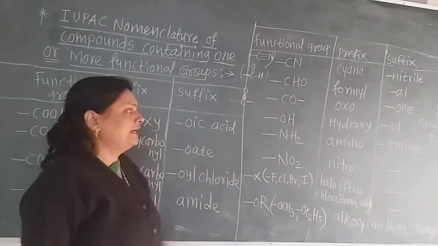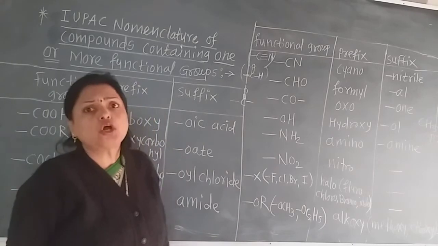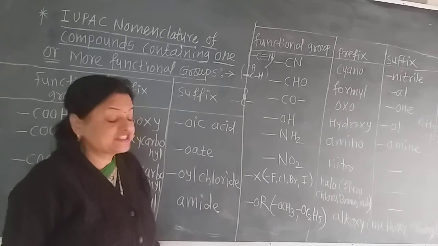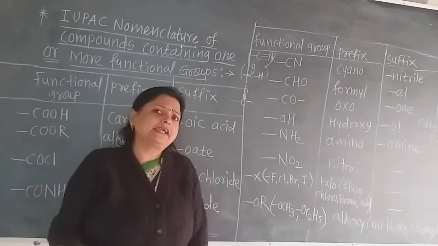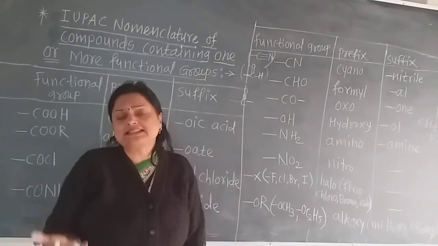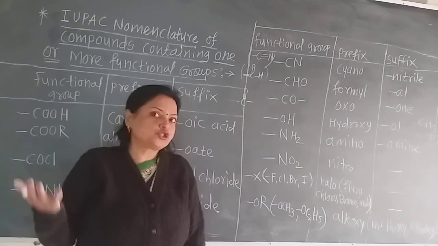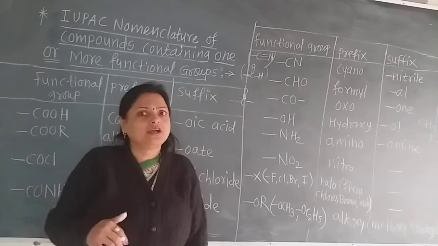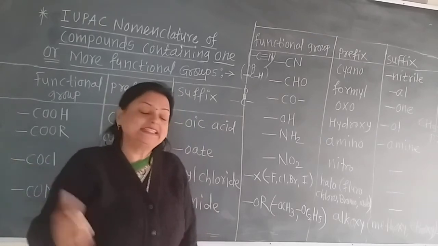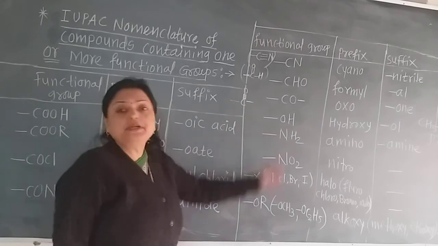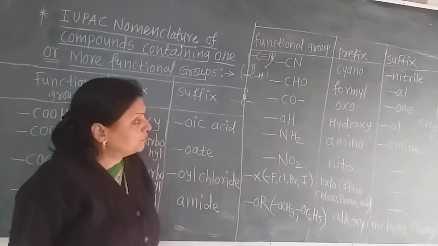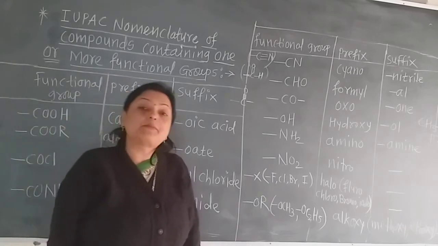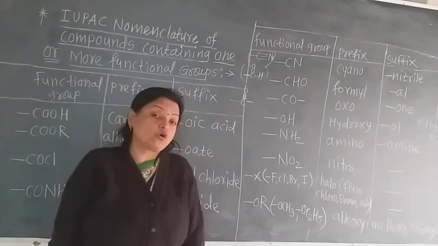If the hydroxyl group is there, that is the alcoholic group, then the prefix is hydroxy, but the suffix is ol. We know that the 2 carbon atom containing alcohol we call ethanol, CH3CH2OH, ethanol. CH3OH is methanol, then propanol, butanol, in this way. Now if there is the amino group, that is the NH2 group, the prefix is amino and the suffix is amine. CH3NH2 we call methanamine.